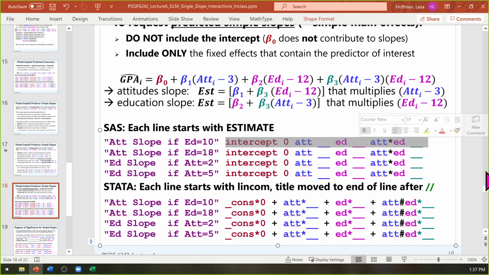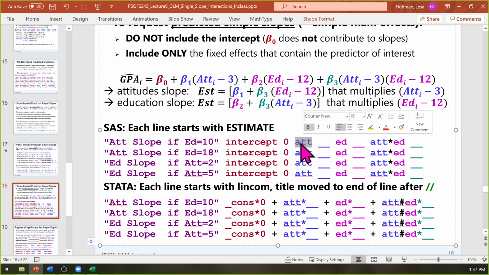So what are the values that I have to fill in to figure out what the attitude slope would be for somebody with a 10th grade education? Keep in mind that the words here are the betas. So in this combination right here, how many beta 1s are there? Not a trick question. One. Just one. So to make my attitude slope, I need 1 beta 1.